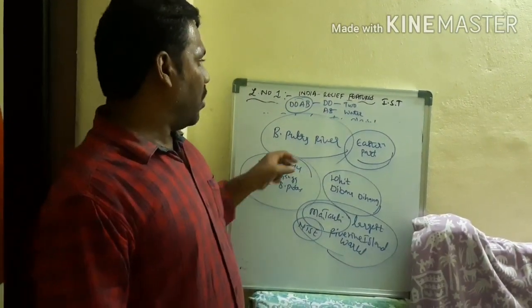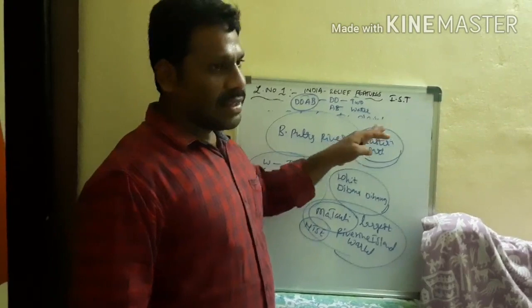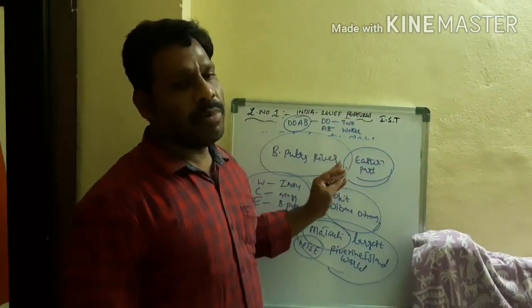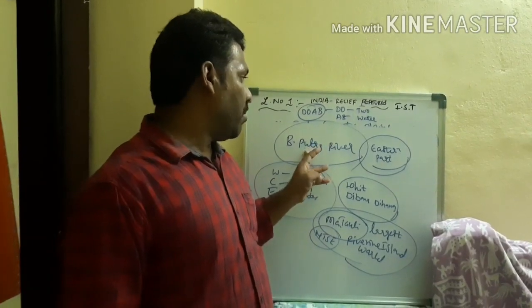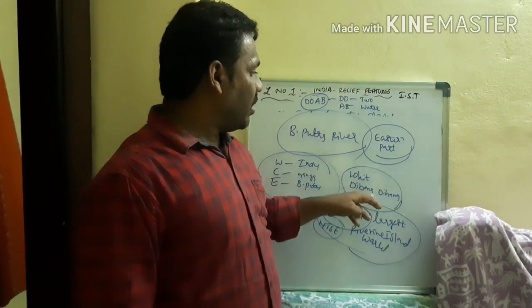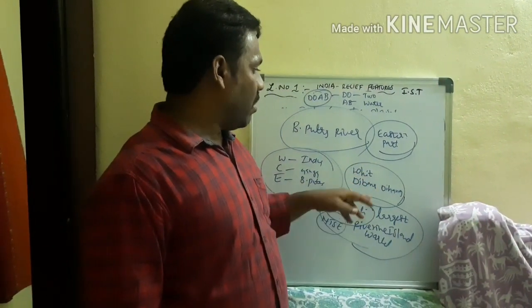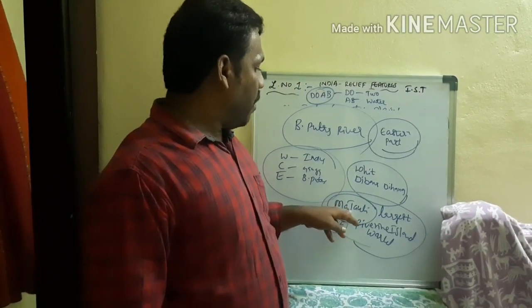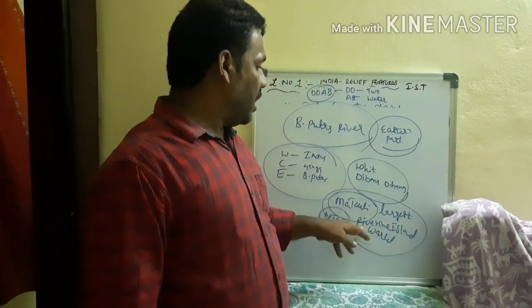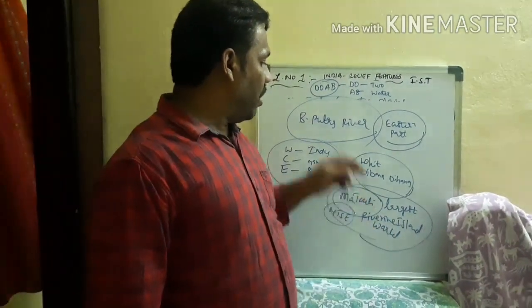There is one more important point. It acts as the eastern border of our country. The eastern part of the valley is formed by the Brahmaputra river only. And what are the tributaries? Lohit and Dibang, or sometimes Dihang also. And one more important thing you can find: Majuli is the largest riverine island in the world.